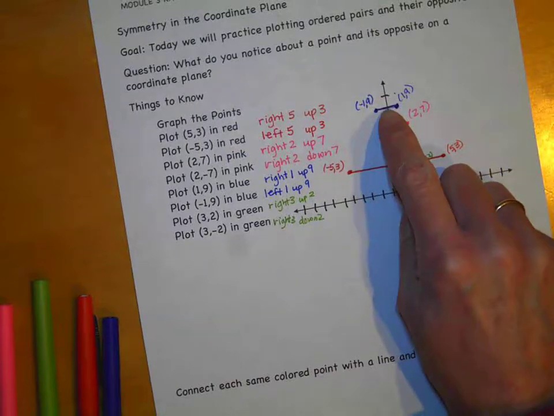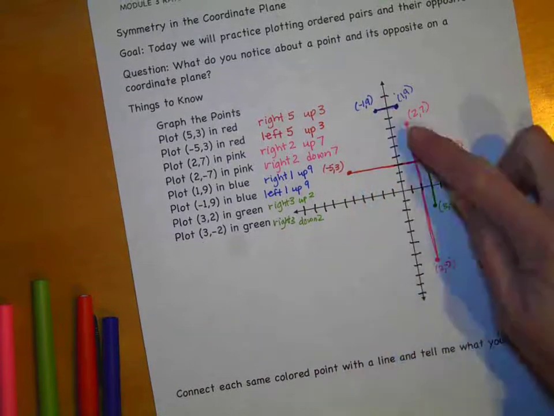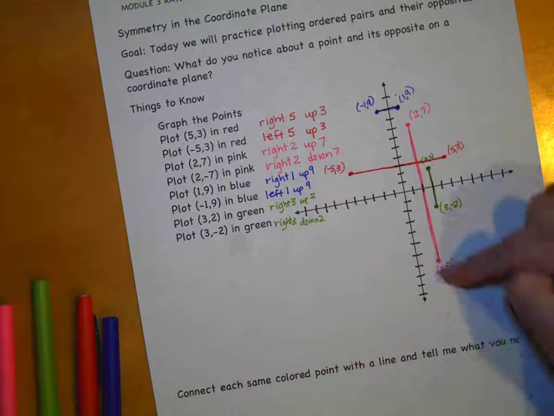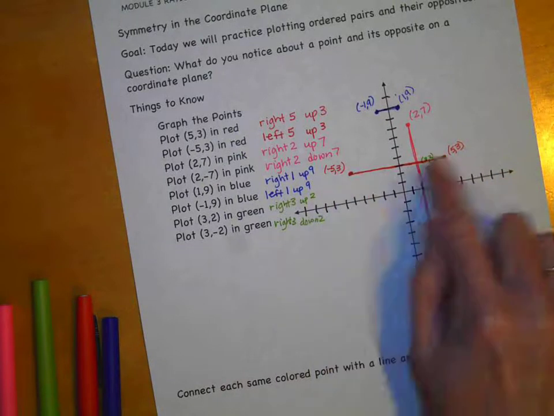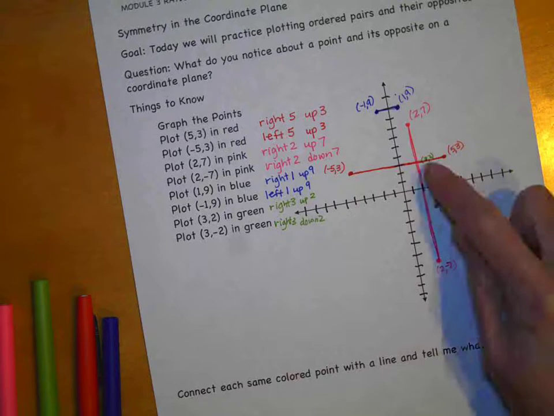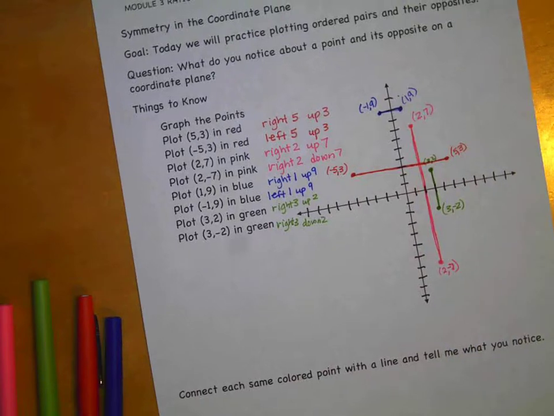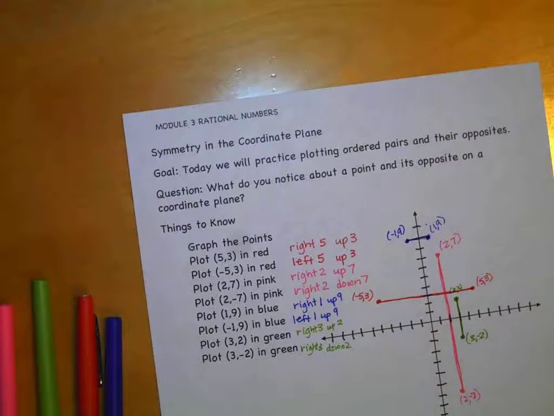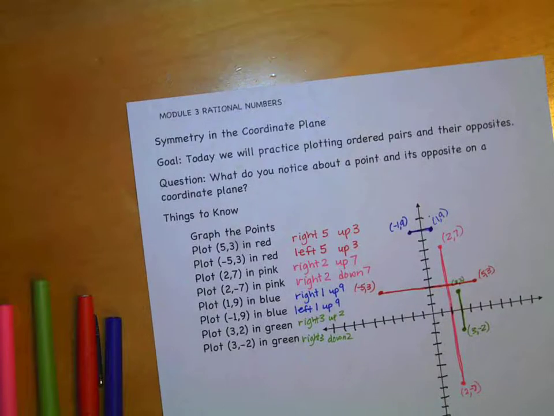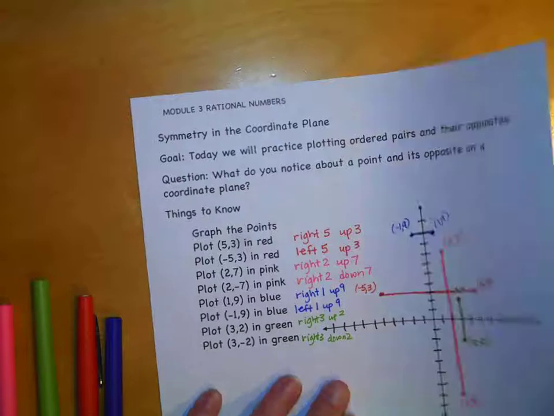This point, these 2 points have 9 in common. These 2 points have 2 in common. These 2 points have 3 in common. And these 2 points have 3 in common. Okay? So, basically, anytime that you plot an ordered pair and its opposite, you are going to be creating a straight line of symmetry.